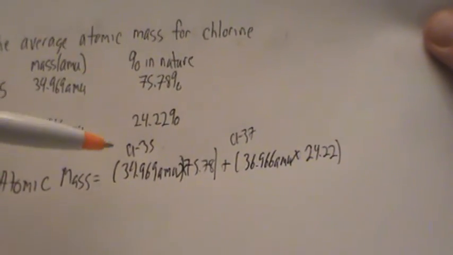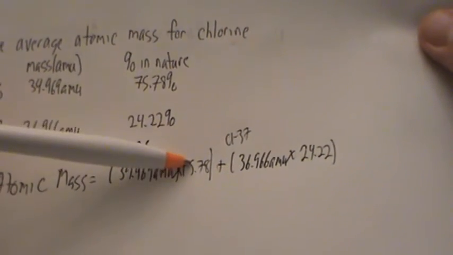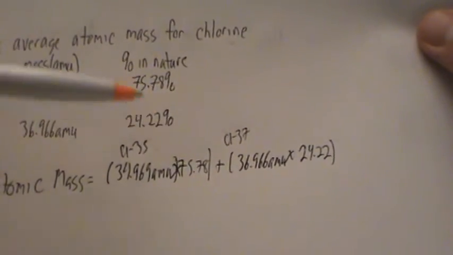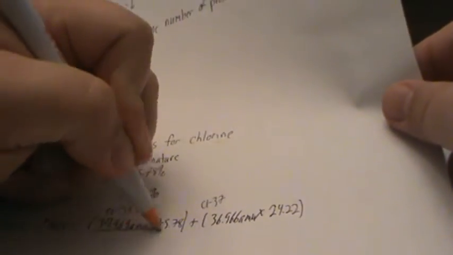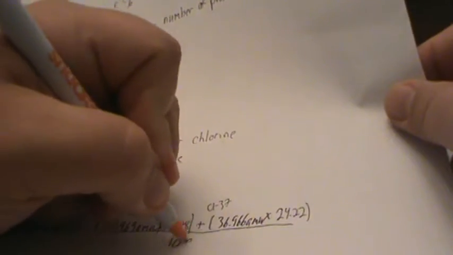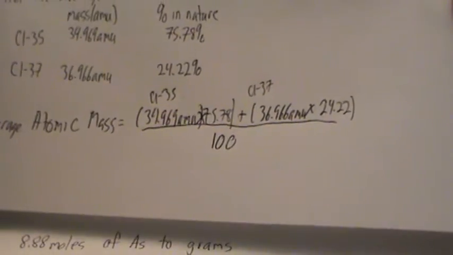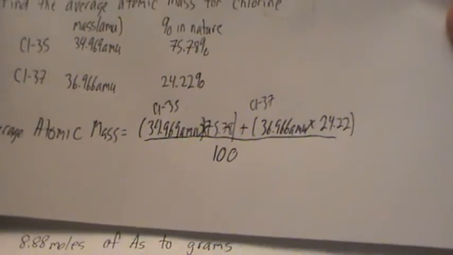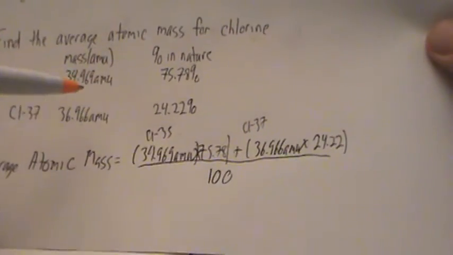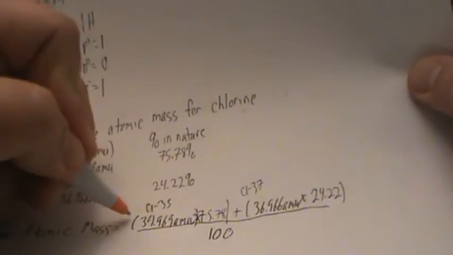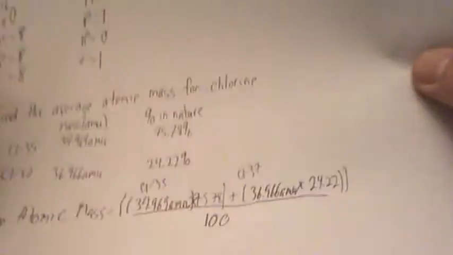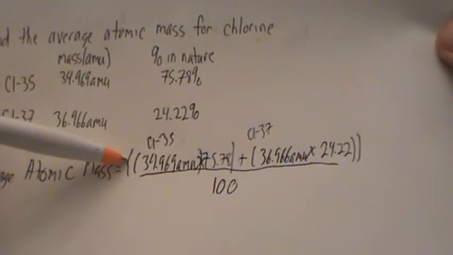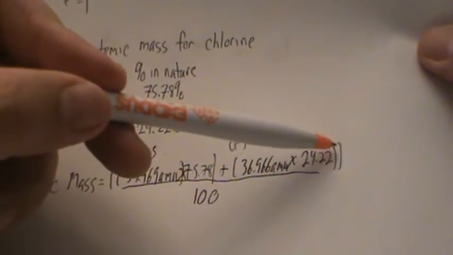Once we do that for each isotope, take the mass times its percent, and add up all those different isotopes. The last step in the process is we need to divide by 100. Okay, if you want to put it in the calculator like this, what I would kind of do is put double parentheses at the beginning and double parentheses at the end.